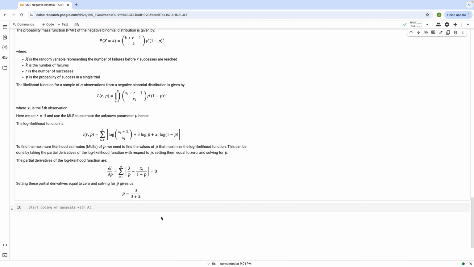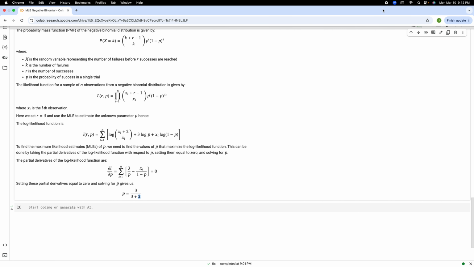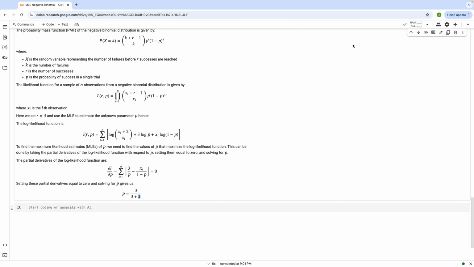Now all we do is we solve for p, that's just algebra, and it gives us this equation. That's our estimate here. So this says take the sample average number of failures, add 3 to it, that's what goes in the denominator, then 3 in the numerator. And you calculate that value. So that is the maximum likelihood estimator for the negative binomial in the case r is 3.